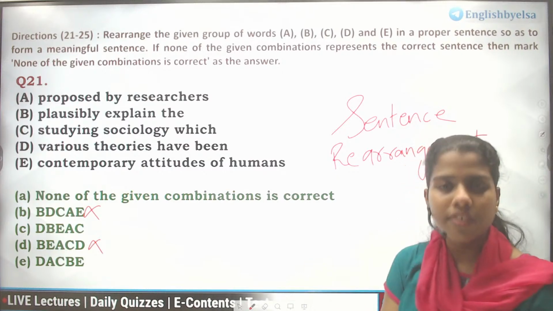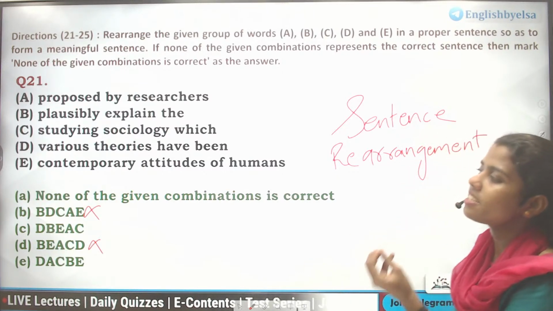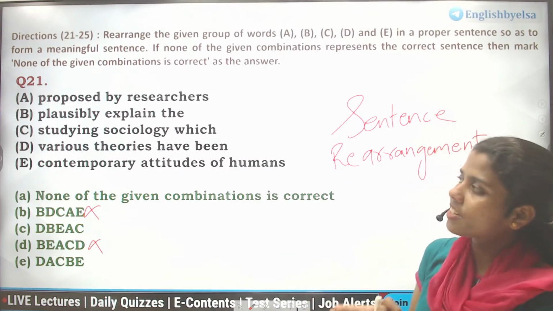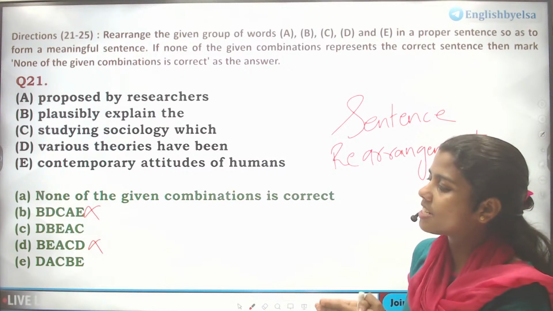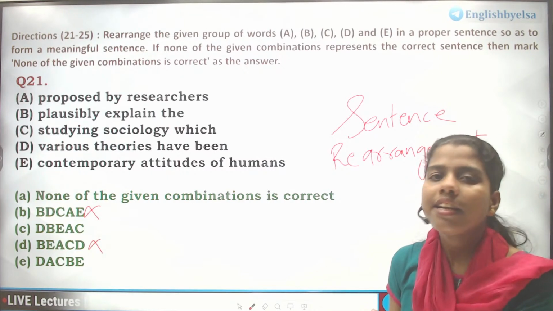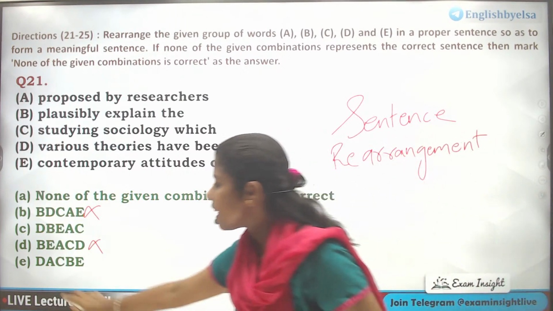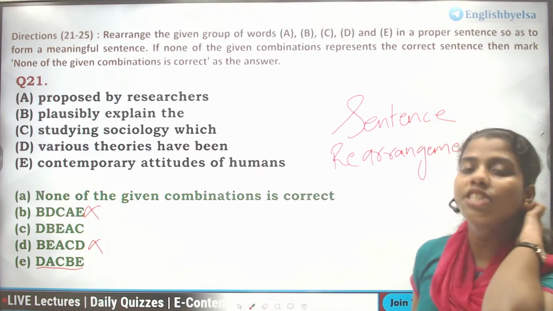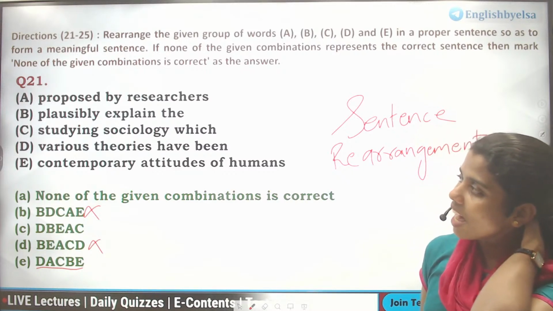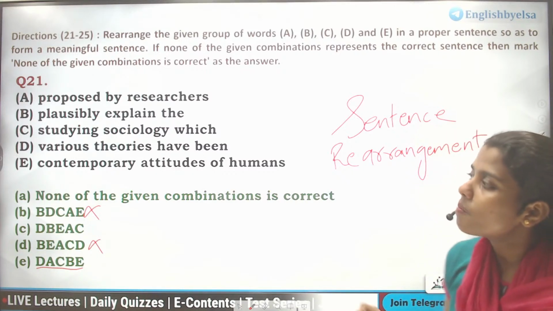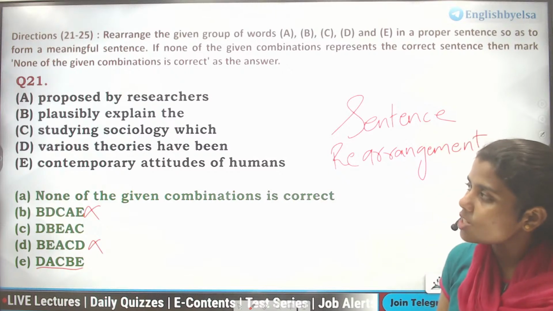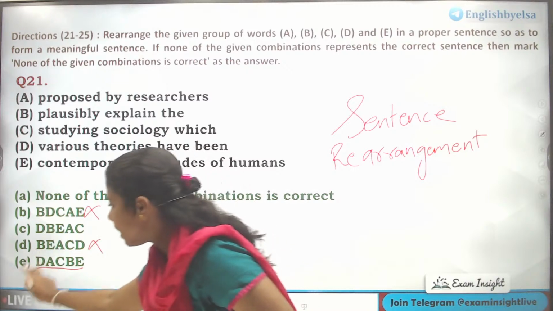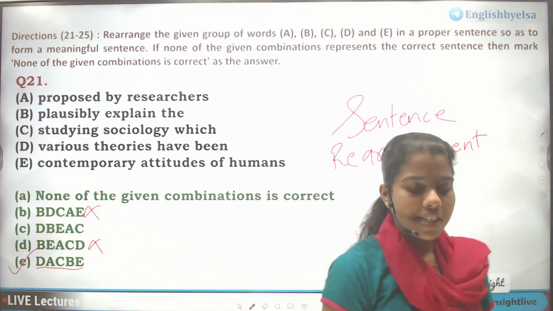D has to be my first sentence. Let's look at various theories have been, yes. After that, A or B. Various theories have been proposed or various theories have been plausibly explained. Doesn't make sense. D after B, that means D after A. Right? After D, A should follow. Various theories have been proposed by researchers studying sociology which plausibly explain the contemporary attitudes of human. Fully makes sense. That means E is my answer.